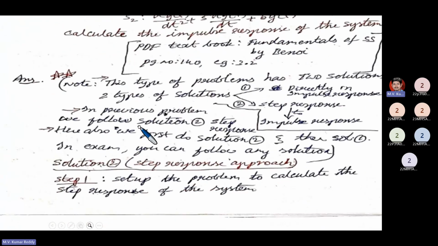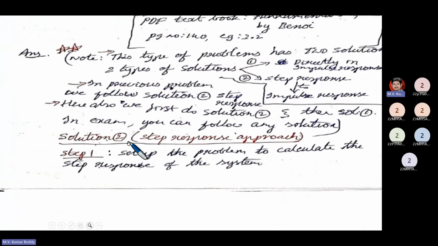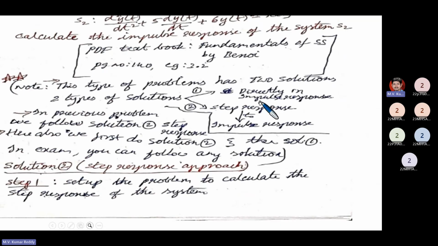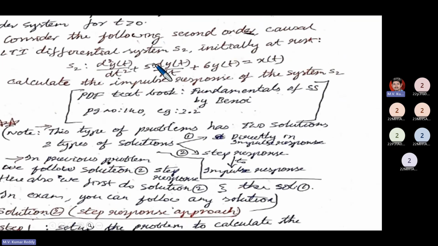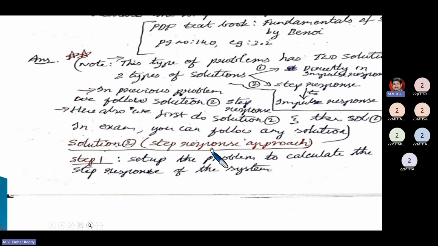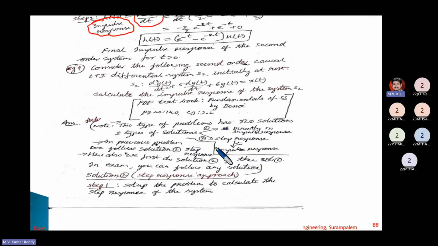Next, the same procedure. In the next problem, first we have two solutions here. We have two types of solutions. First, directly find the impulse response. Solution 2 is, first we take the step response and later we find the impulse response, like the previous problem. Both are okay, but this process is very, very easy. Step response is very easy. This is model 5.